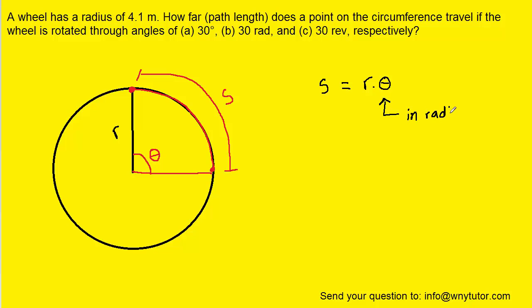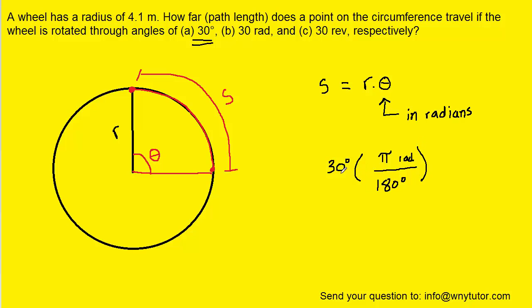Now, part B of the question gives us the angle in radians already, so that's going to be relatively straightforward. It's part A and C where we have to be a little more careful. Let's begin with part A, which gives us the angle in degrees. So what we have to do is take the 30 degrees and convert it again into radians. And it turns out that 180 degrees corresponds to pi radians.